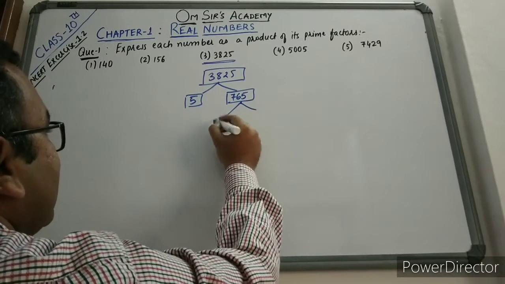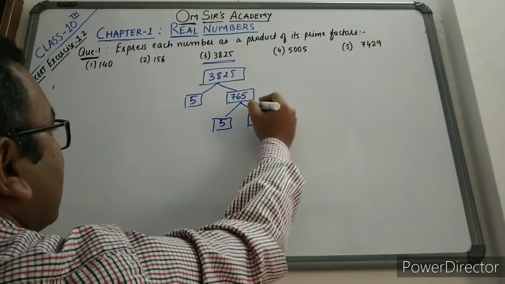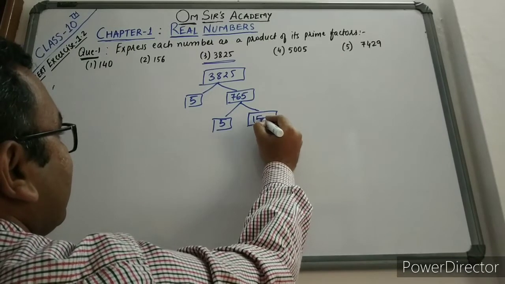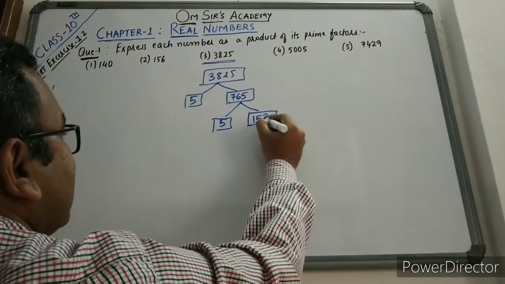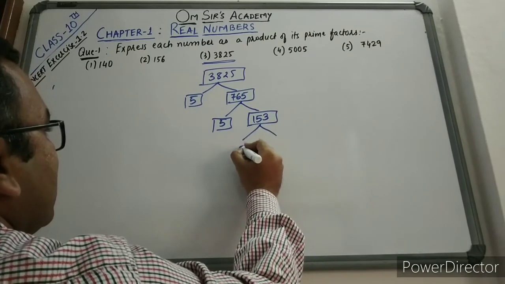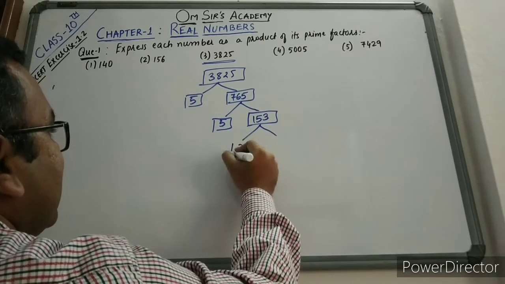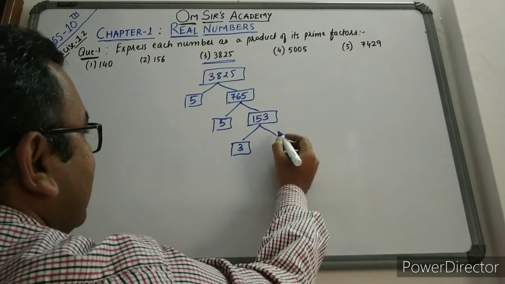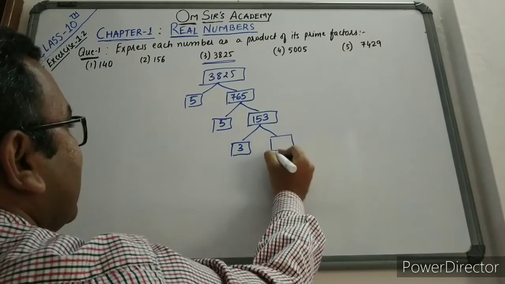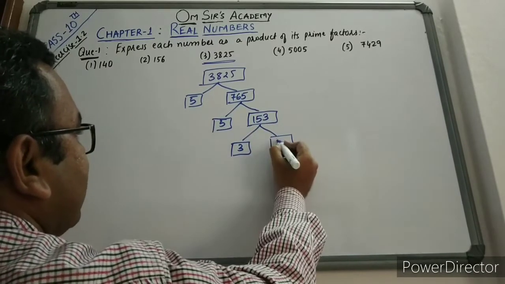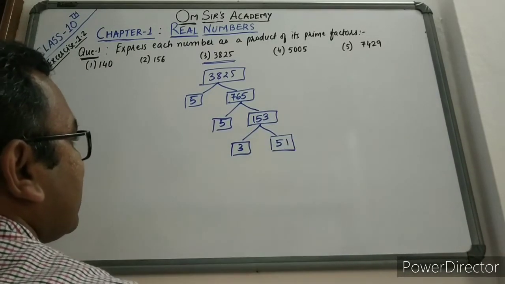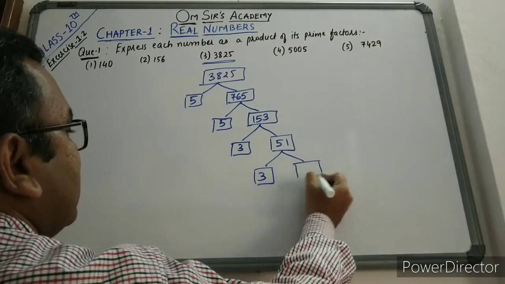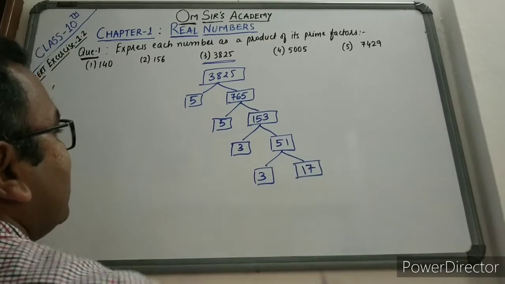Again it can be divided by 5. 5 1s are 5, 2 6 is 26 will remain, so 5 5s are 25, 1 5, 5 3s are 15. Again it can be divisible by 3. Why? Because the sum of the digits is 9: 1 plus 5 plus 6 plus 3 is 9. So it will be divided by 3. 3 5s are 15 and 3 1s are 3. Again it can be divided by 3.